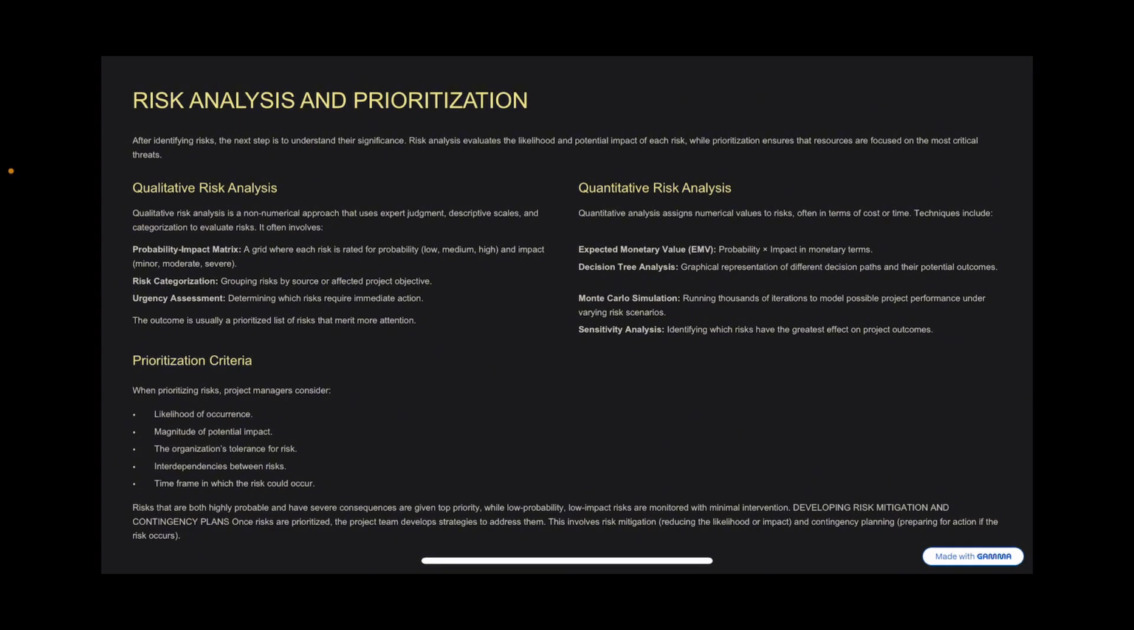Now, developing risk mitigation and contingency plans. Sorry, this should be another paragraph. I am seeing it in here. Now, once risks are prioritized, the project team develops strategies to address them. This involves risk mitigation, reducing the likelihood or impact, and contingency planning, which is preparing for action if the risk occurs.